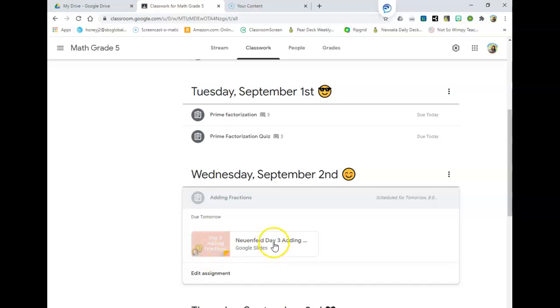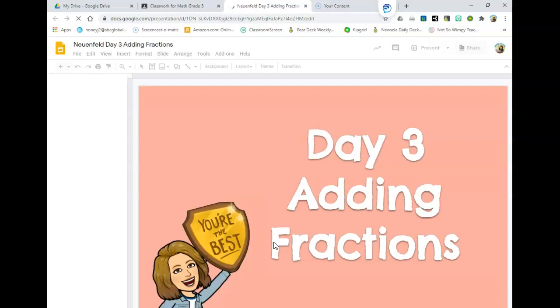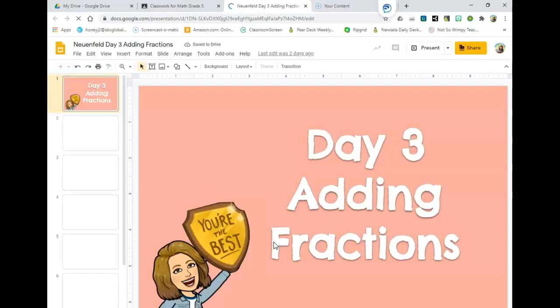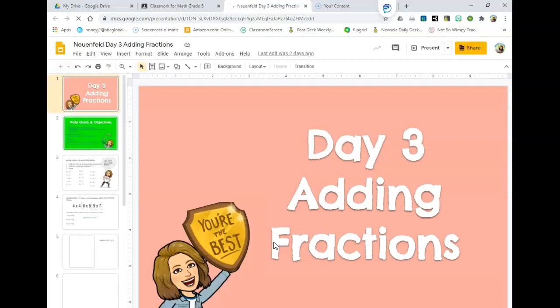Hi guys, today we're going to work on adding fractions. This is a review from last year, so you should hopefully remember how to do this. Let's go ahead and go through the slides.